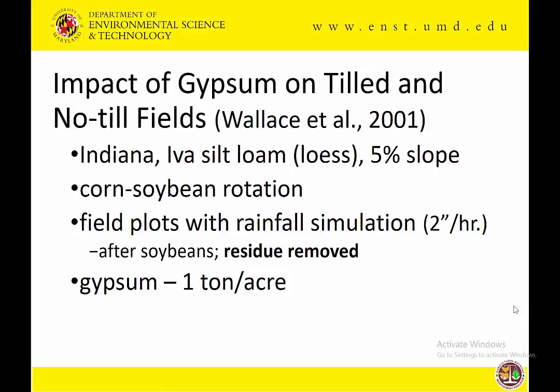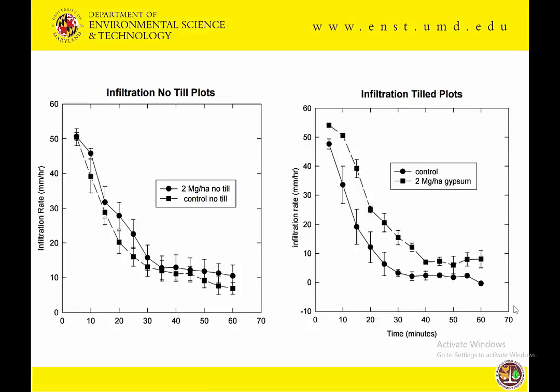5% slope. Corn-soybean rotation. They did rainfall simulation at 2 inches per hour. They did this after the soybeans in the corn-soybean rotation, and they deliberately removed the soybean residue. They wanted to know what the residual impact of having been in no-till was, not what the effect of having residue was. And they looked at gypsum at a ton per acre. All right. So here are their plots.